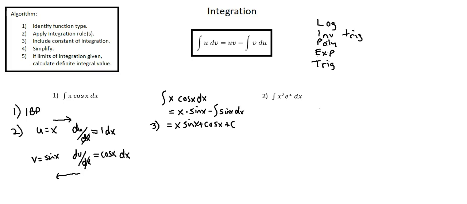So let's look at example 1 to identify where in LIPET these two functions fall. First, log. There are no log functions. 2, inverse trig. No inverse trig functions. 3, polynomials. We do have a polynomial, the x term. That's the first function in my list, so that's what I assign to u. And the remaining function, cosine x, is assigned to dv.